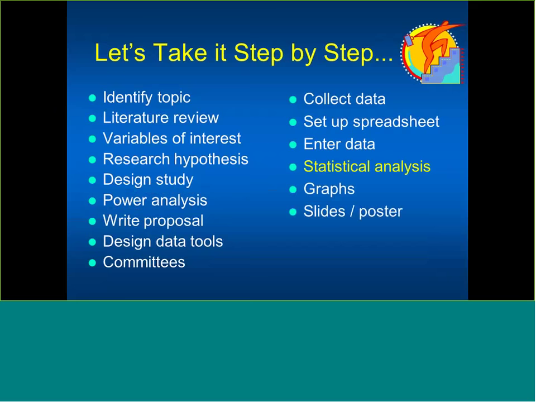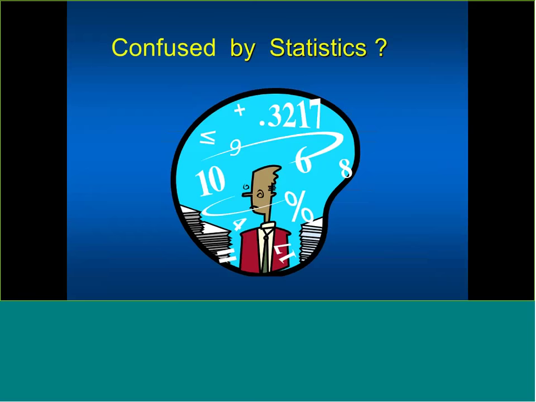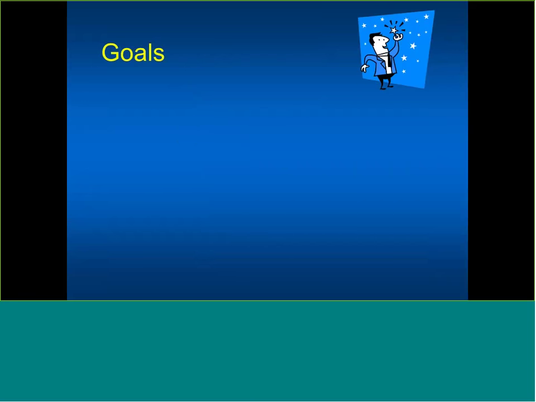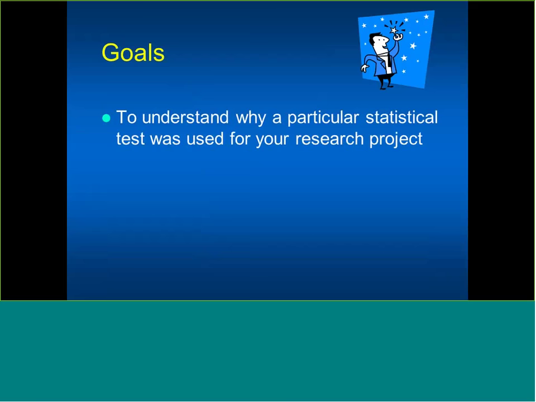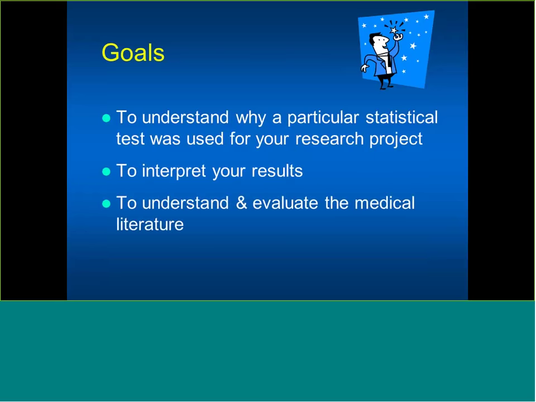Graph your data to see what's going on. Create slides or a poster of your data for presentation, and write your paper or manuscript. So, are you confused by statistics? Well, I'm going to try to make it clear today on some of the basic statistics that you need. Your goals are to understand why a particular statistical test was used for your research hypothesis. So you meet with your statistician, he or she goes through the various tests, but you have to understand not necessarily how to conduct those tests, but why they were used, and to interpret your results, and to understand and evaluate the medical literature. You also need to know something about statistics for your journal club, not really to perform your own calculations.